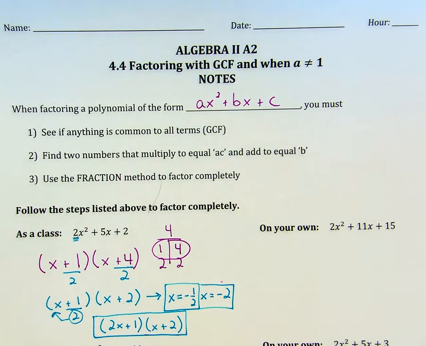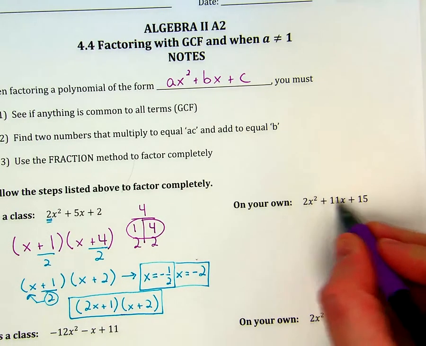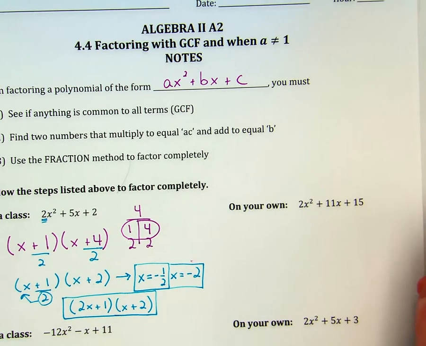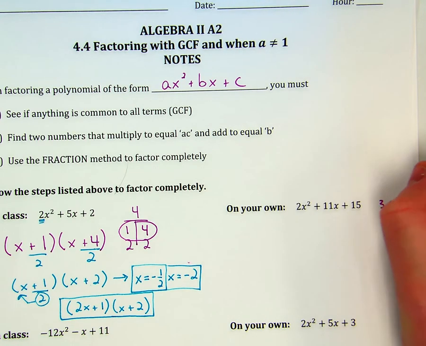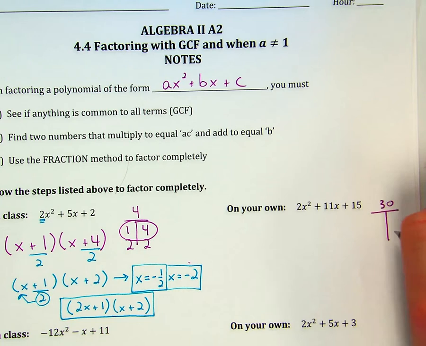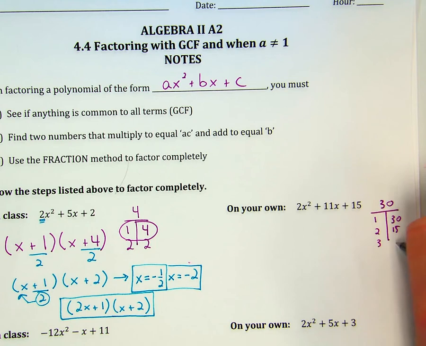At this point, you should pause the video and work on the example on your own. 2, 11, and 15 do not have a GCF. So we move on to step 2. AC is 30. So we're looking for two factors of 30 that add to 11. It can be helpful to list all of your choices.